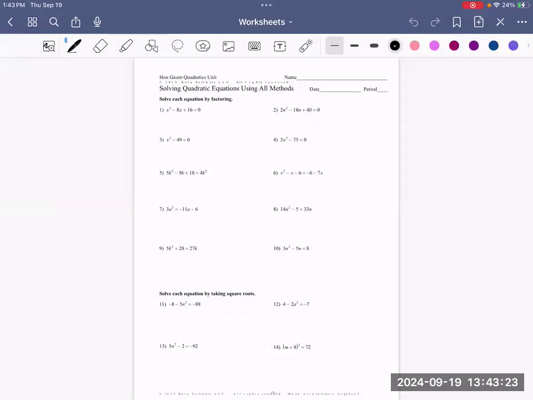Today we're going to be working on solving quadratic equations with all different types of methods. So the first one being factoring. I'll be doing the odd ones, and then hopefully you guys can try out these even ones.